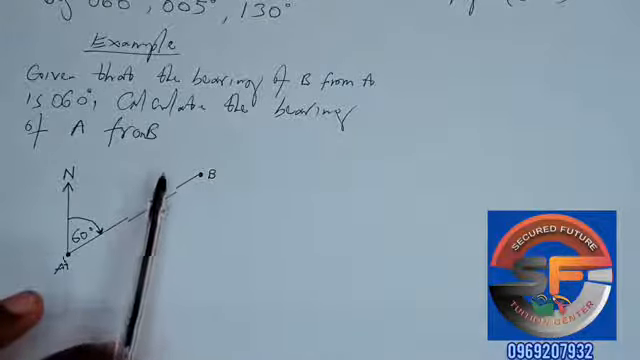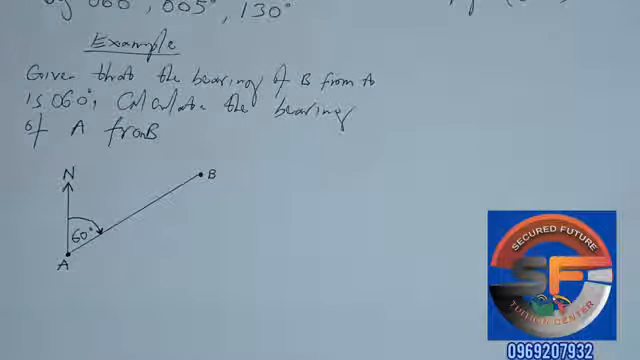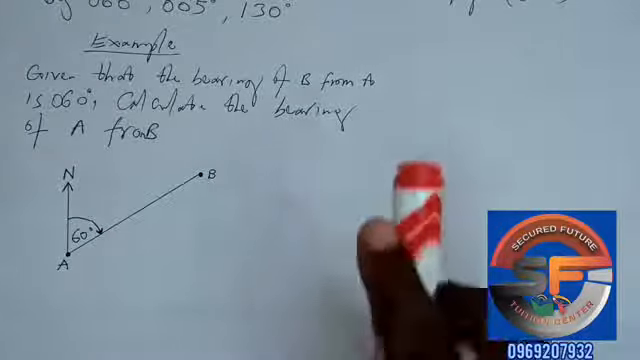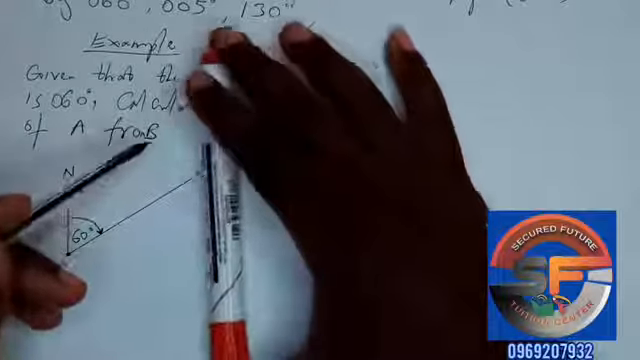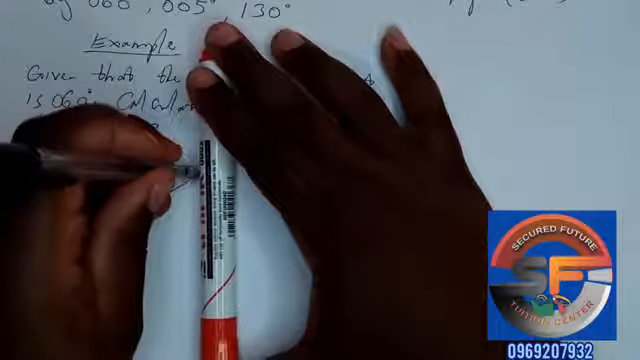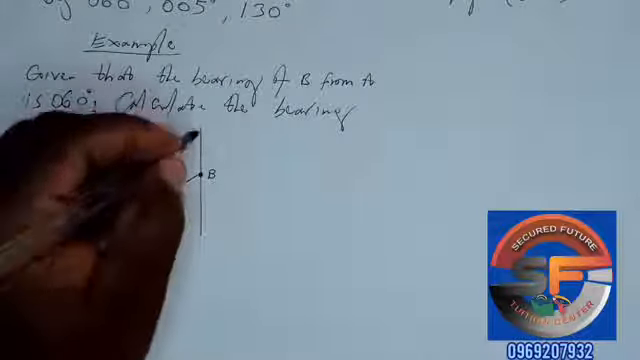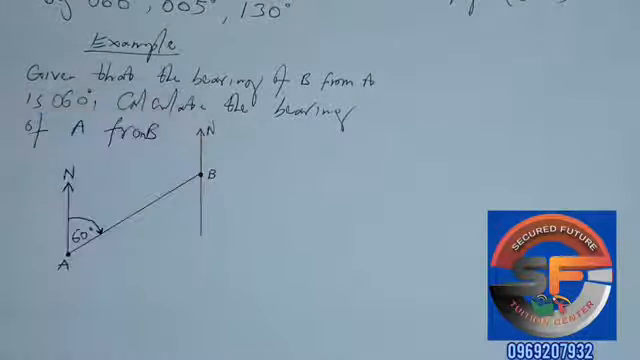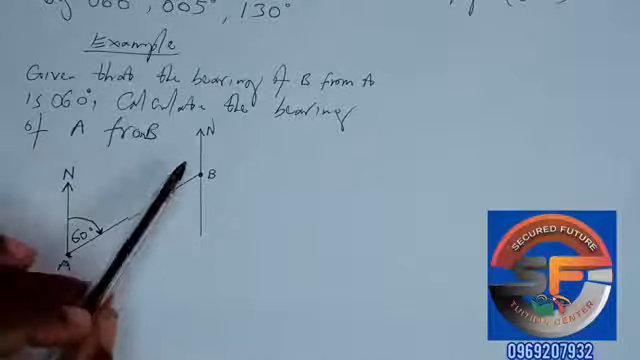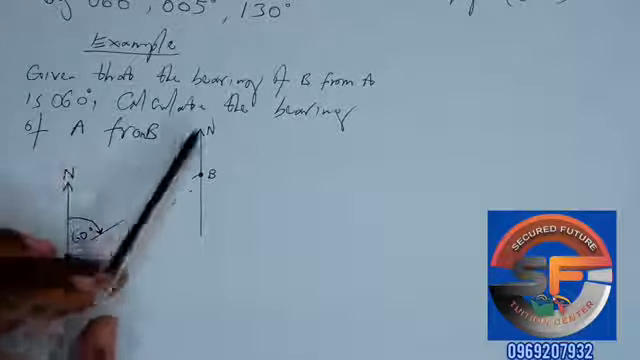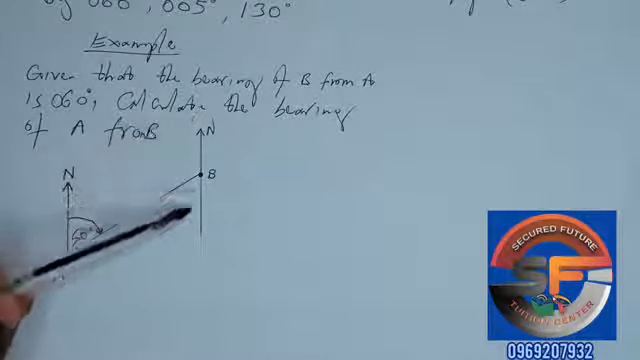So you go to B, then at B, you draw the true north. You come to B here, you draw the true north like that. So this is the true north. Then to find the bearing, the first thing, go to B. Why B? Because it's saying from B. Go to B, draw the true north.